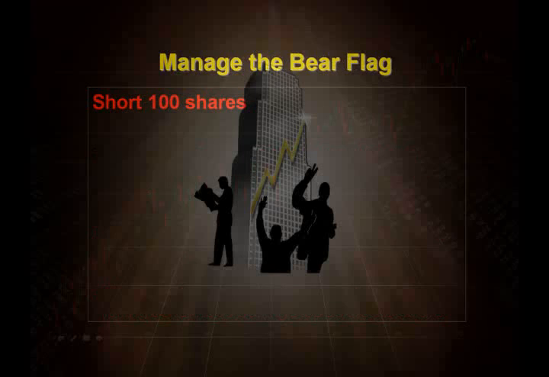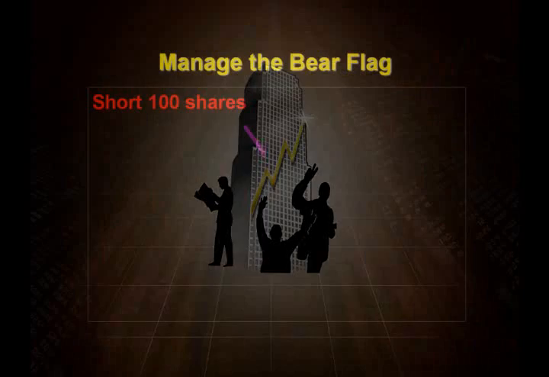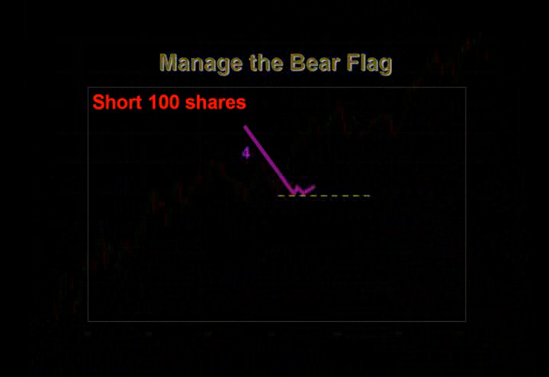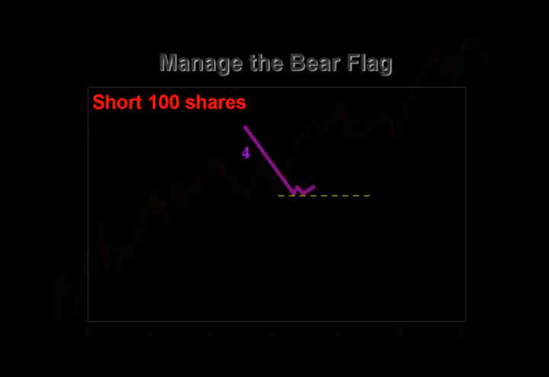So let's look at an example here. We're going to short 100 shares. The stock price has dropped by $4 before making a bear flag, say. There's our entry point with the yellow line. We put our stop in just above the flag area, and as the trade is entered, we short 100 shares.